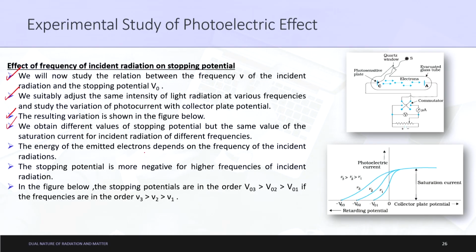The energy of the emitted electrons depends on the frequency of the incident radiation. The stopping potential is more negative for higher frequencies of incident radiation. In the figure below, the stopping potentials are in the order V03 greater than V02 greater than V01, if the frequencies are in the order nu3 greater than nu2 greater than nu1. Magnitude wise V03 will be greater, but if we go in negative sequence, then the potential will be lower for nu3. So, as nu3 greater than nu2 greater than nu1, therefore V03 greater than V02 greater than V01. Let us move on.